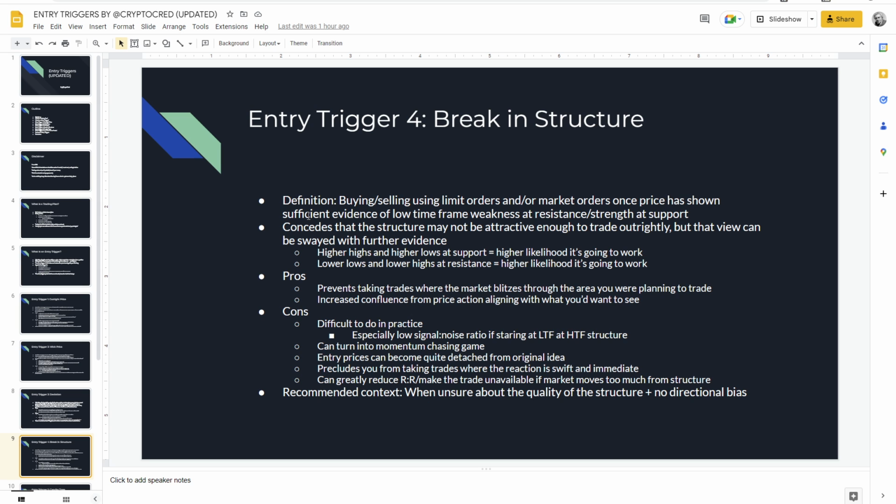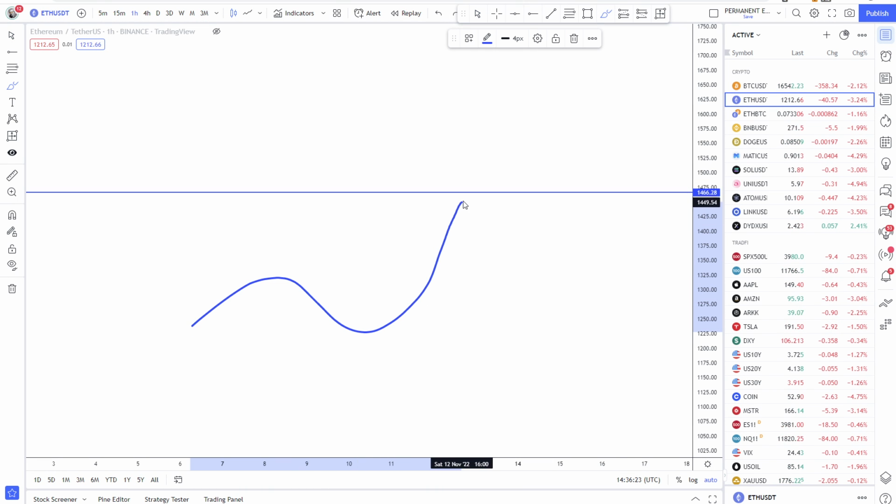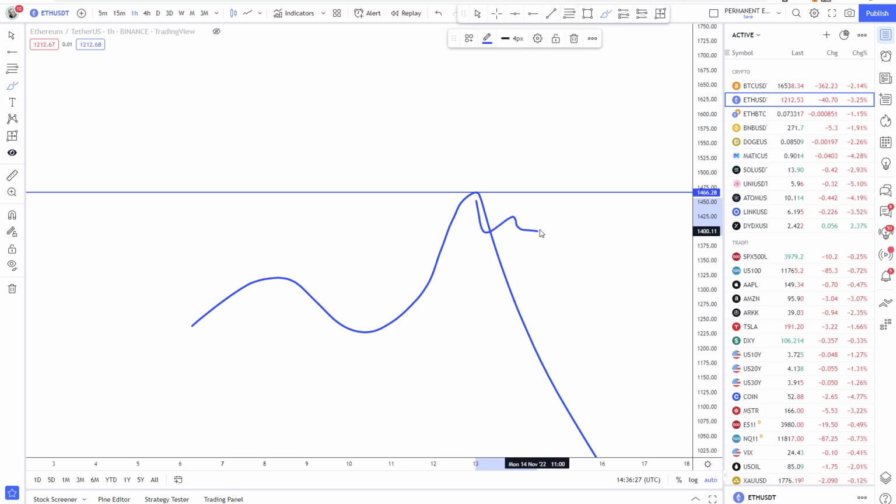Another thing I don't see people discuss enough when it comes to these types of break and structure trades is that it precludes you from taking trades where the reaction is swift and immediate. And it comes to those types of setups we discussed earlier, where sometimes the market will just fly into one of your levels and then get completely smacked and disappear. And there's no room for market structure to develop or clear momentum to come in.